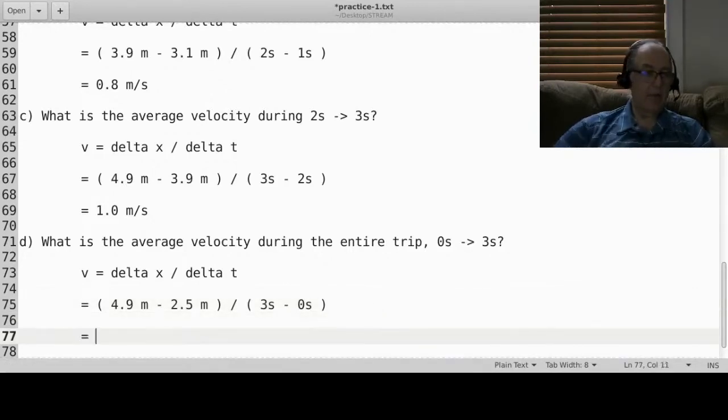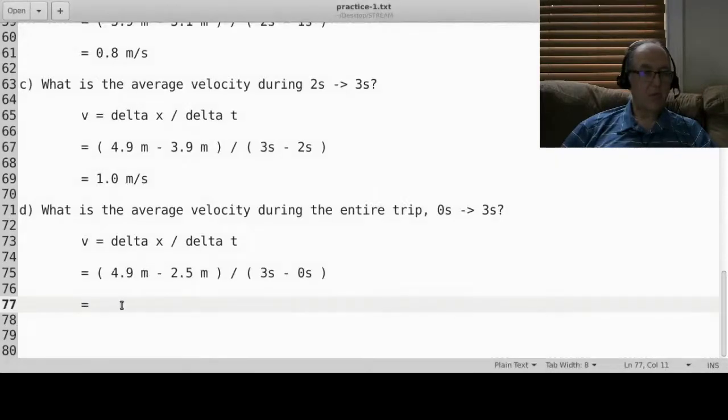Okay? And what's that going to be? Let me do that on the calculator. I'll give you the answer in just a second. So 4.9 minus 2.5, oh, I made a mistake, sorry. 0.9 divided by 2.5. Okay, divided by 3, and that's equal to 0.8 meters per second. All right, there you go. There is the average velocity over the entire trip.